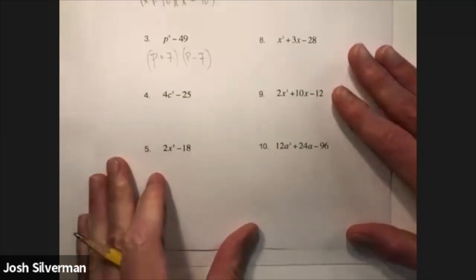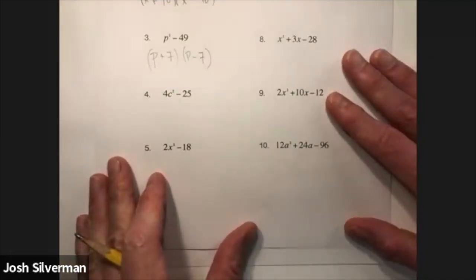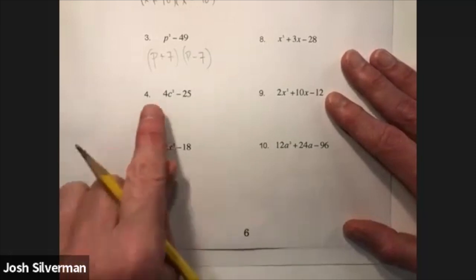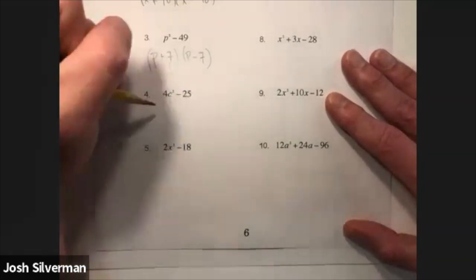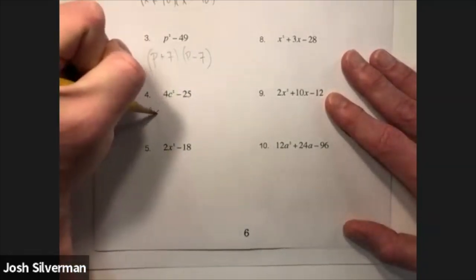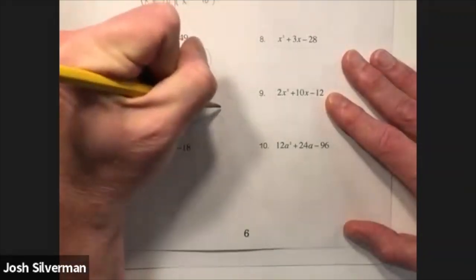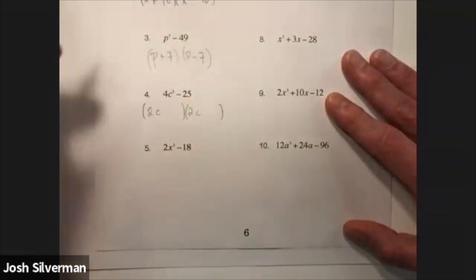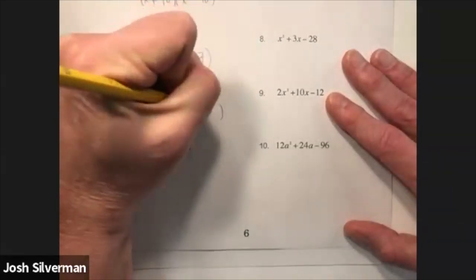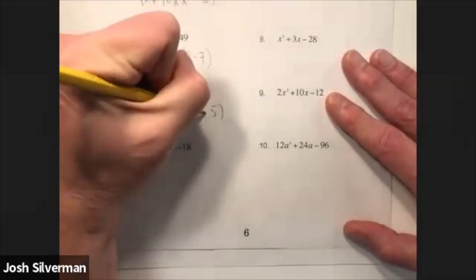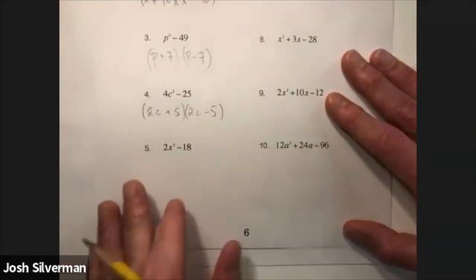Number 4, that's a difference of 2 squares. What is the square root of this piece right here? Well, it's not going to be 4c. It's going to be 2c. What's the square root of this piece right here? Well, that's easy. That's a 5. 2c plus 5, 2c minus 5.